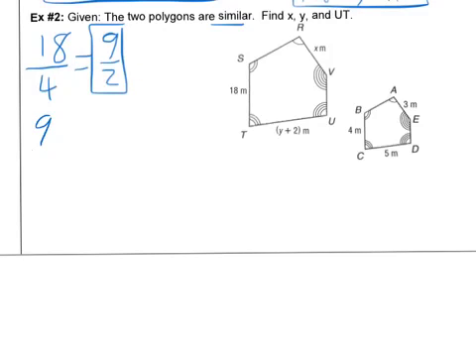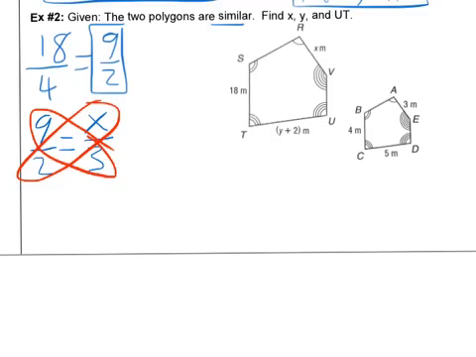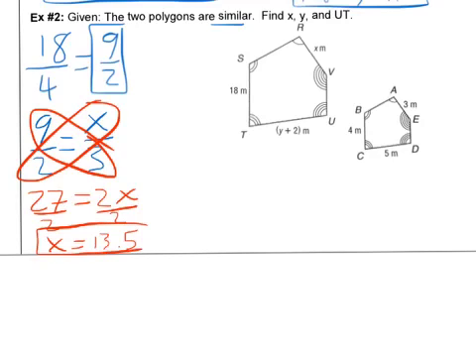So let's do it. And now we can do the cross product like we did before. 9 times 3 is 27, and 2x. Divide by 2, divide by 2, and we get x equals 13.5. Alright, we found x. Now let's talk about y.